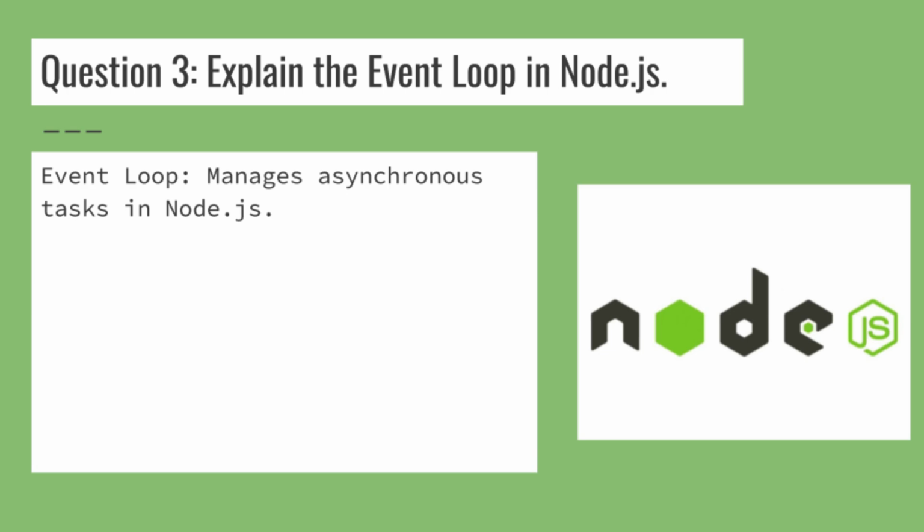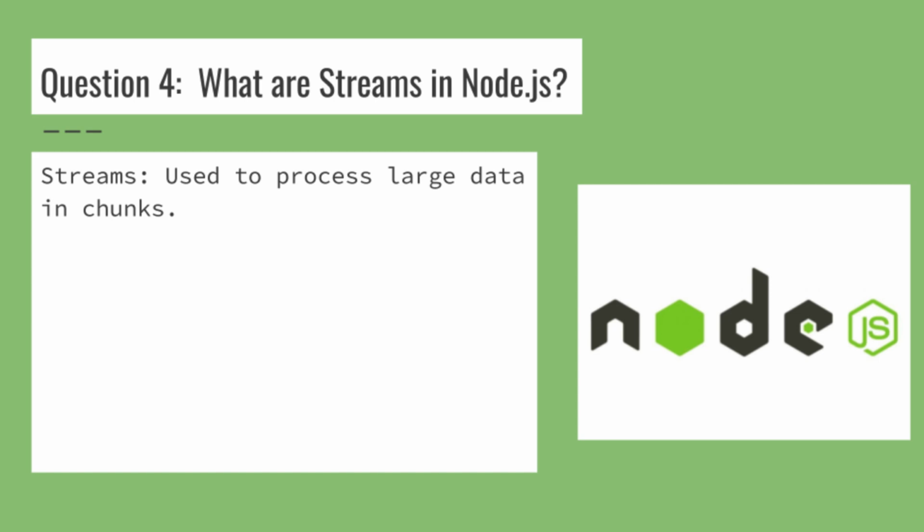Explain the event loop in Node.js. The event loop allows Node.js to execute multiple tasks without blocking. It manages tasks by pushing them to a queue and processes them only when the stack is empty, making Node.js very efficient with resources. What are streams in Node.js?